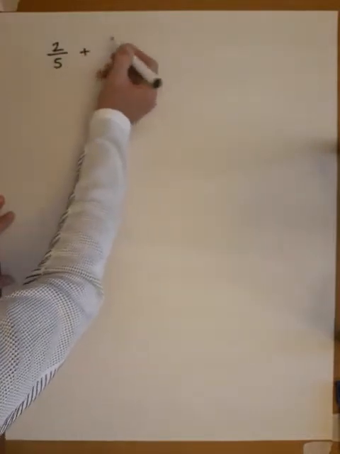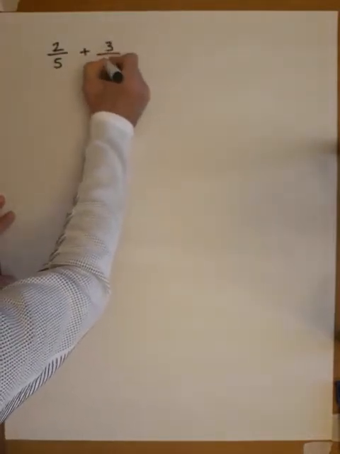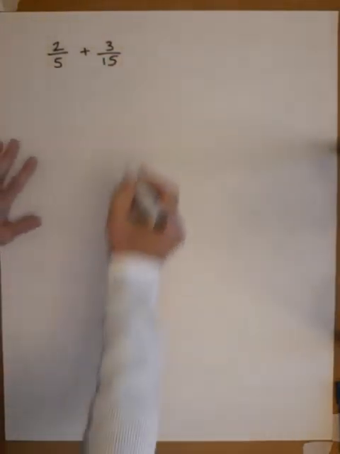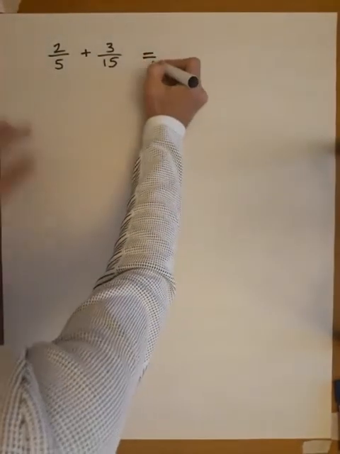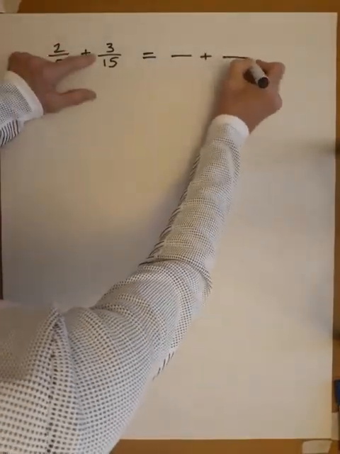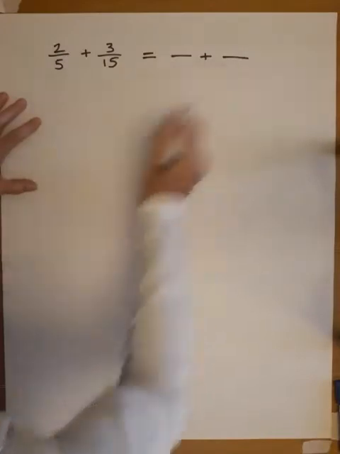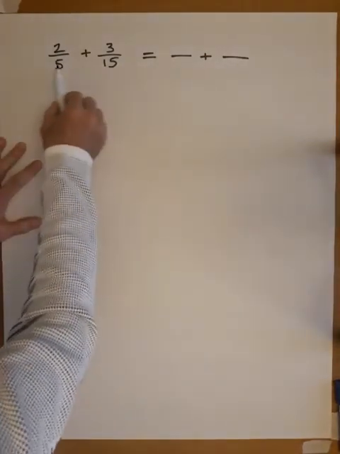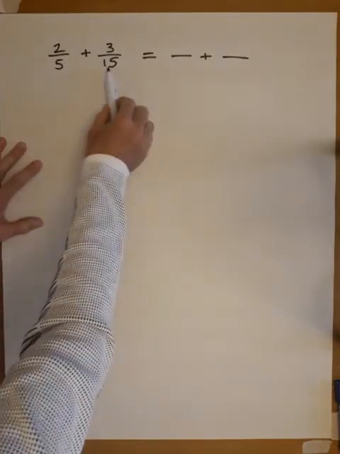Let's say 2/5 plus 3/15. That's going to be the same as one fraction plus another fraction. We want the same denominator on the bottom, so that means we want the same number that each of these will go into, and 15 is very convenient.